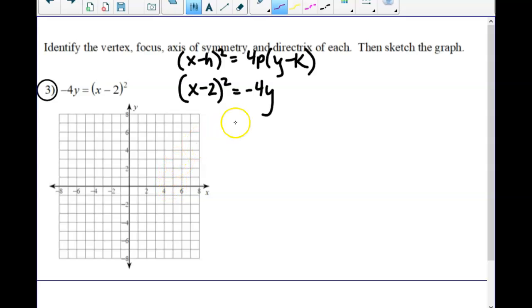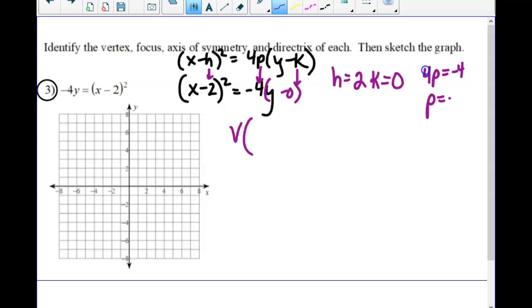So tell me something. Where's the vertex? H is 2. And K back here is what? 0. And 4p is equal to negative 4. So p is negative 1. Thank you. Can anybody tell me which way this is going to open? Down. Yep.